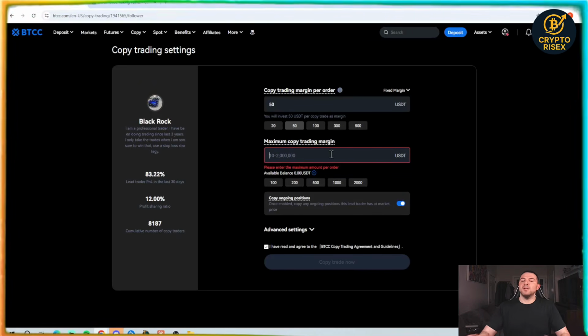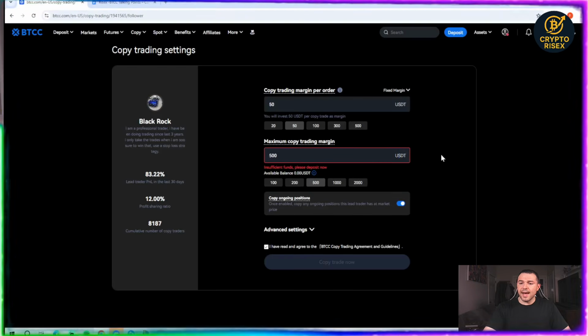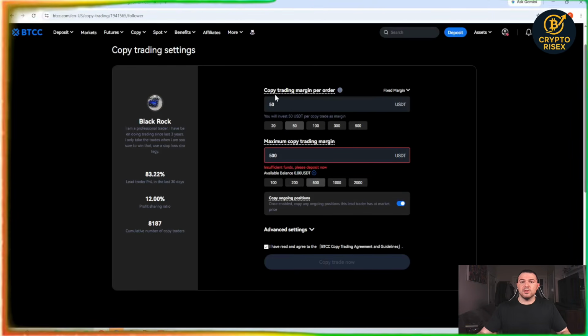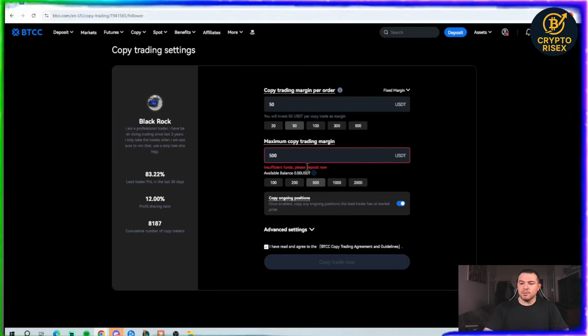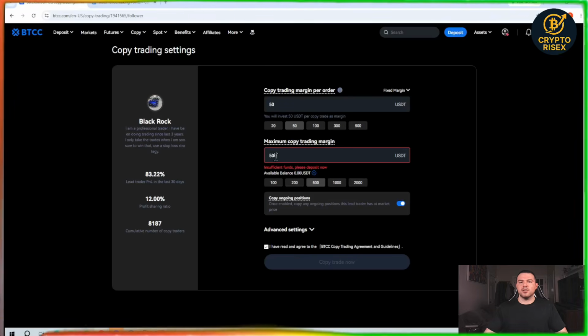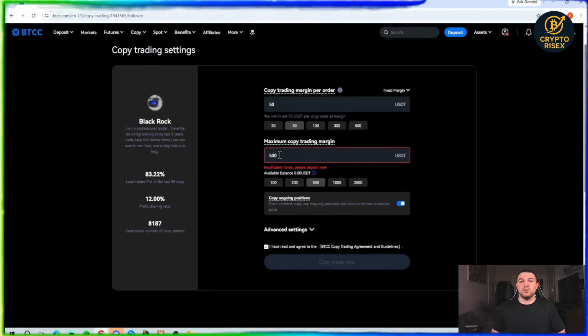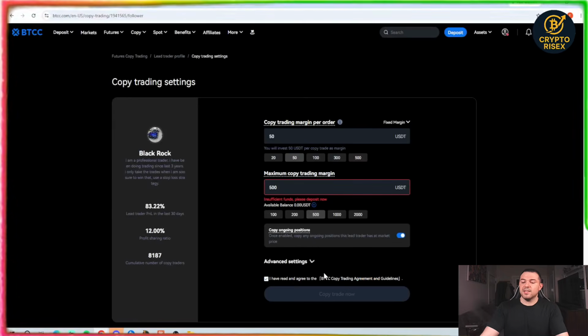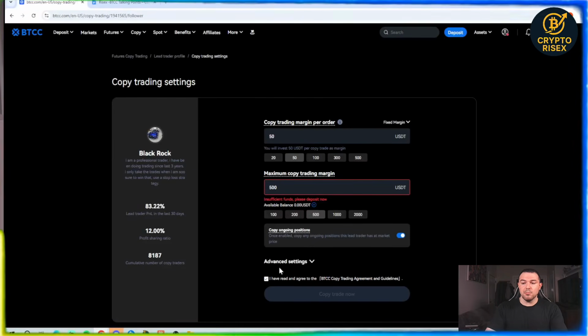If you don't want to have any more than $500, you can put this in here. And now, even if BlackRock starts 11 trades, you will not go into the 11th trade. You will be stopped out at 500, so you're never going to lose more than $500. And this is a great way for you to mitigate any potential losses that you might suffer. Don't worry about the advanced settings for now. We're going to get into that, and it's actually going to be the most important part of the video.